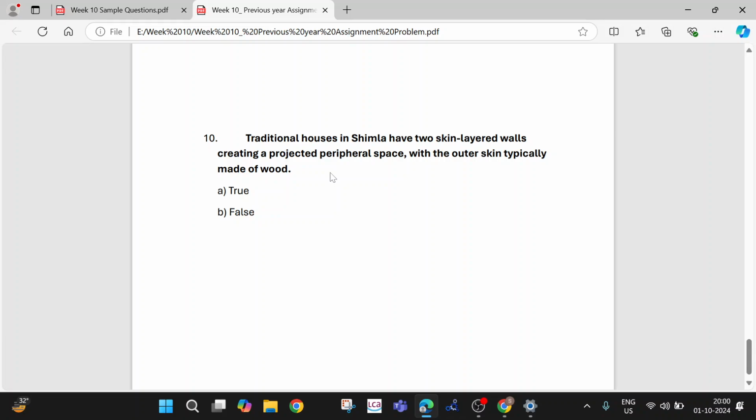So true. The Simla house discussion was made. You can refer to that slide where the discussion on the design and materials of the houses in Simla was covered. So with that you can answer this question. Each and every slide is very important. Questions can be framed from any of the slides. So what is the right answer for this one?